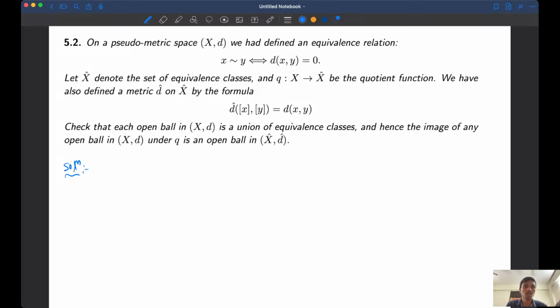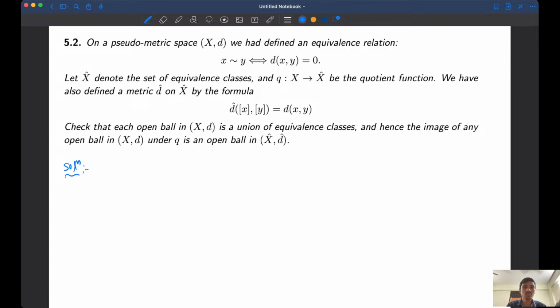So the metric on X tilde is defined as d tilde, the distance between the class of x and the class of y, is nothing but just d(x,y). And this will be well defined. If I pick some other points, say x1 and y1, where x and x1 are related, and y and y1 are related, then even if I calculate the distance between x1 and y1, that will be the same as this one.